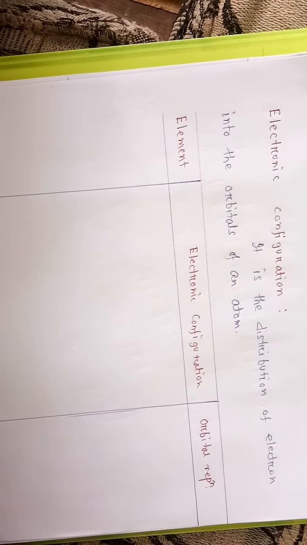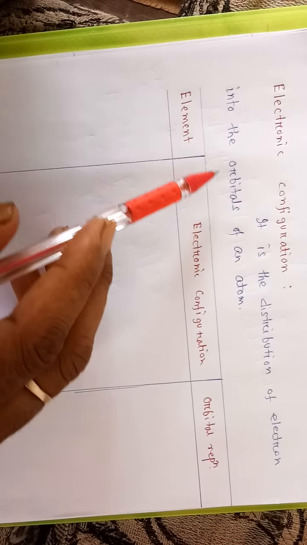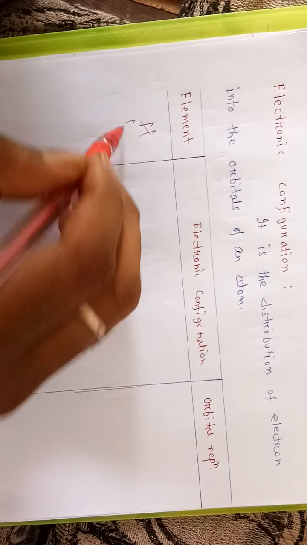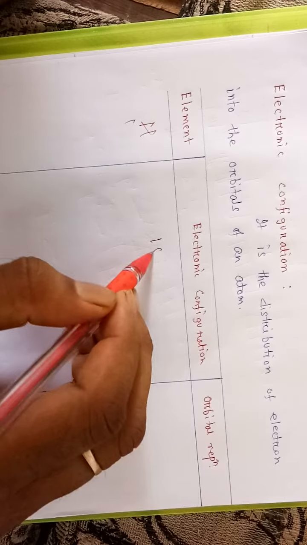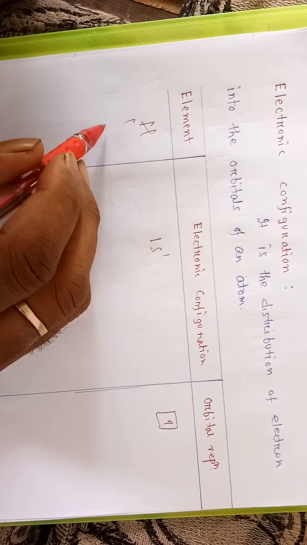Now in the next topic we'll take electronic configuration of electrons in the orbitals of an atom. So it is like that, if you want to write hydrogen, it is 1s1, the orbital representation is like that.